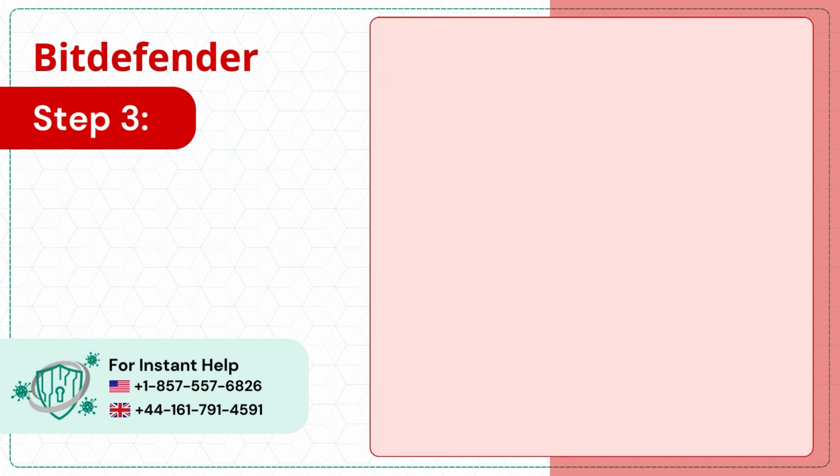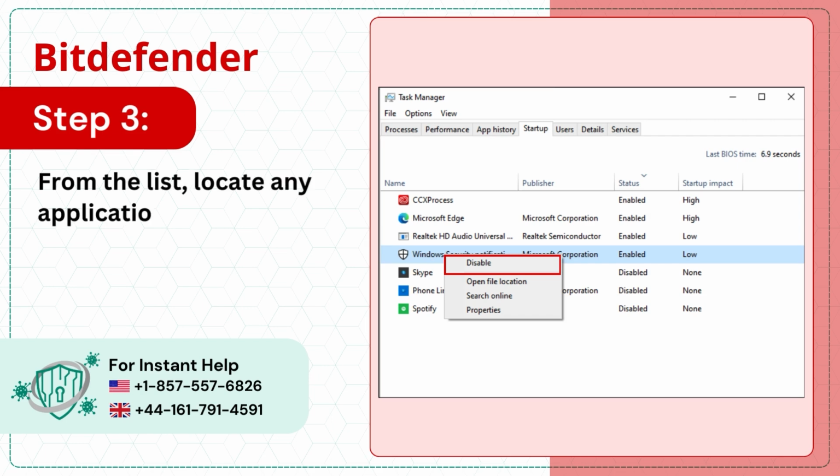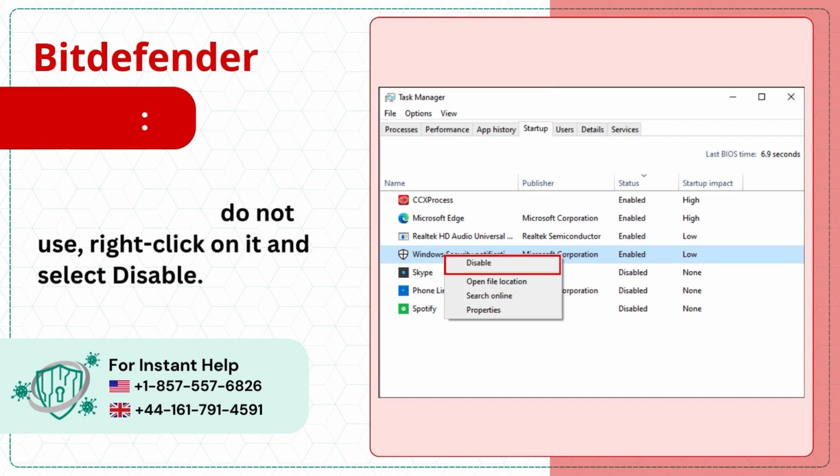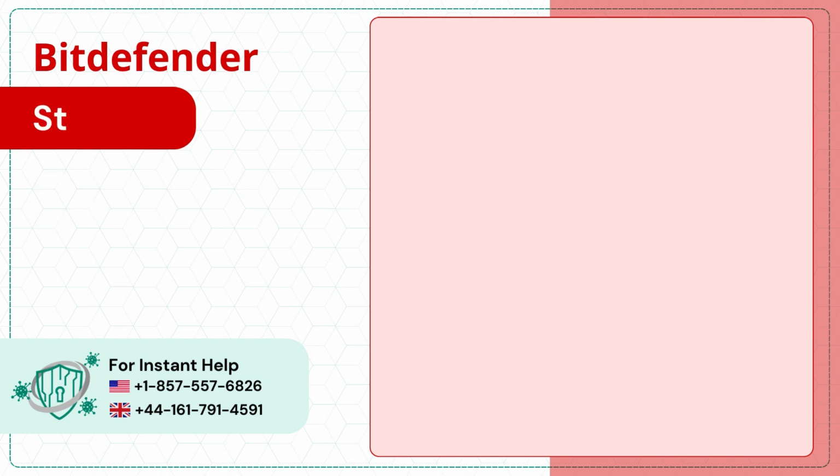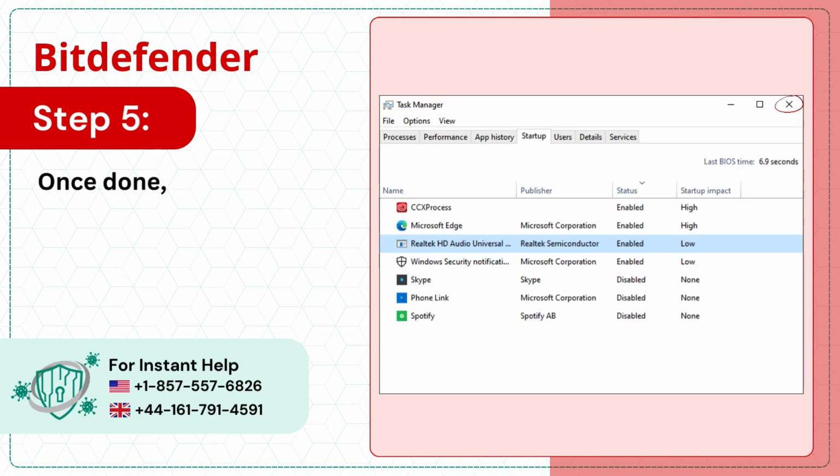Step 3. From the list, locate any application you do not use, right-click on it and select Disable. Step 4. Disable all unwanted applications. Step 5. Once done, close the window.